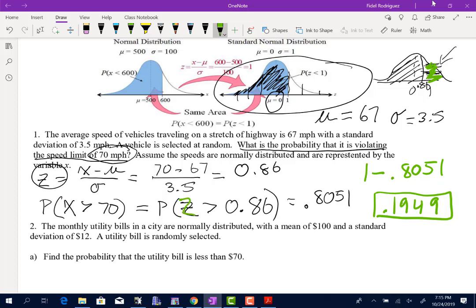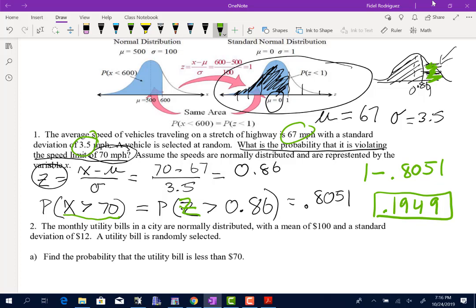This is really the z, right? Because we were looking at when x, which is my speed, was greater than 70, but we're changing those values because we don't really have a table. Like I don't have a table that says, well, what happens when the mean is 67 and my standard deviation is 3.5. We're going to get the probability using that z table. So we're going to transfer everything to a z format, and then we can just use that chart.